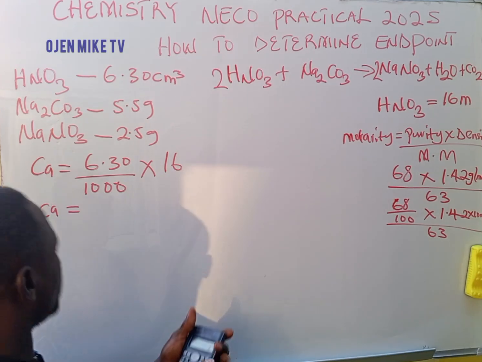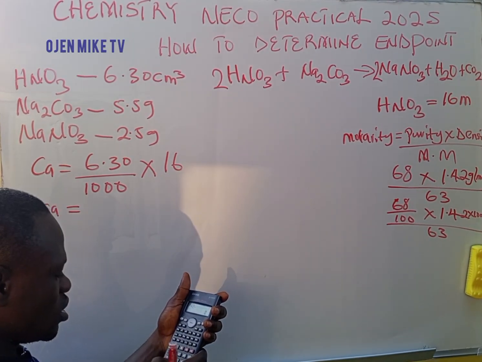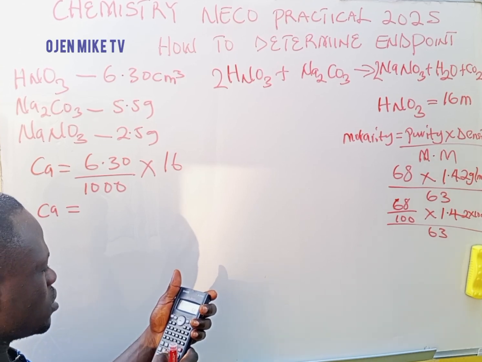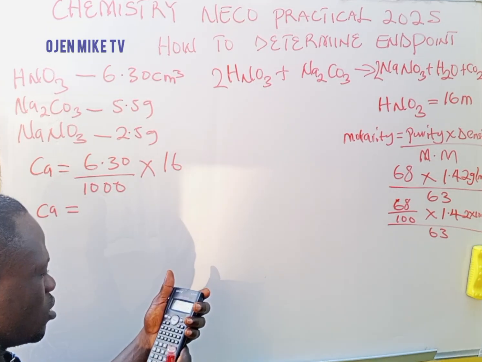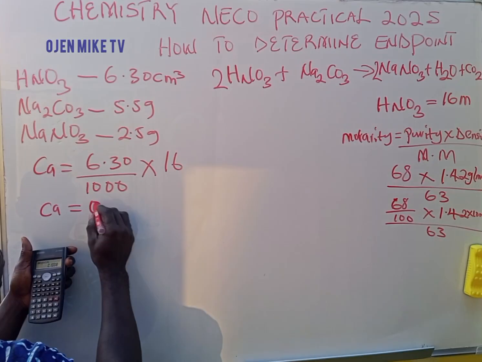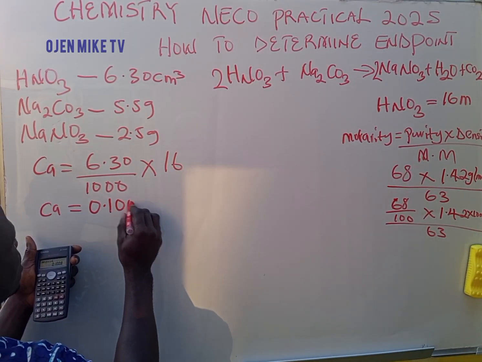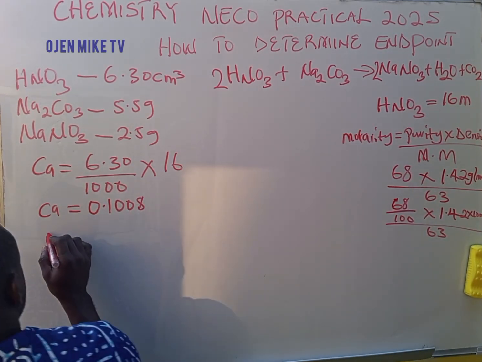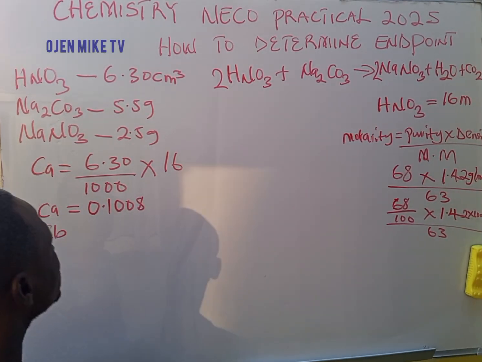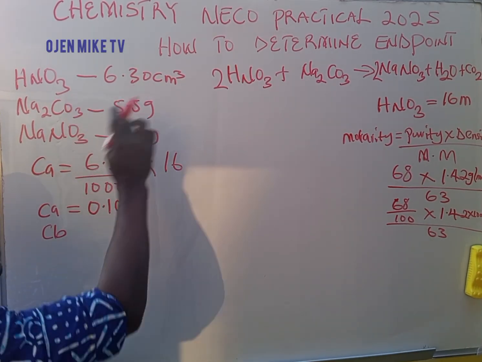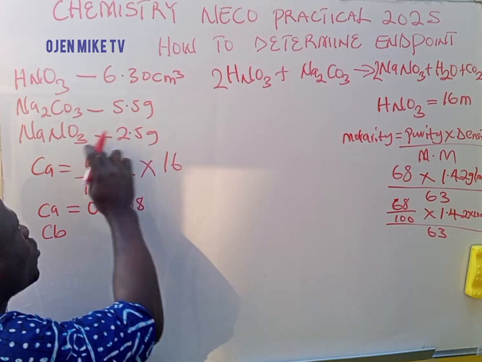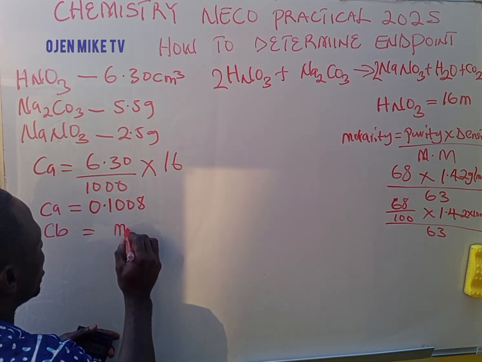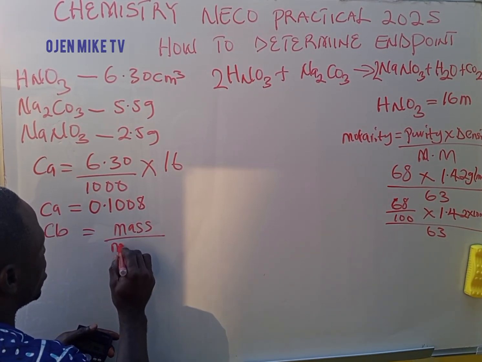So our Ca will be equal to what? Use your calculator, don't forget. 6.30 divided by 1000 times 16. We have 0.1008. Going further, we want to look for our Cb. Cb we are given. Remember, we are not going to use this one because it reacts with this one. So to get your Cb, you use the formula mass over molar mass.